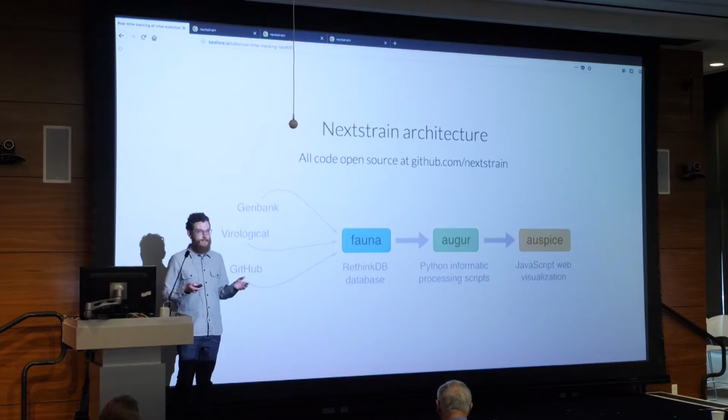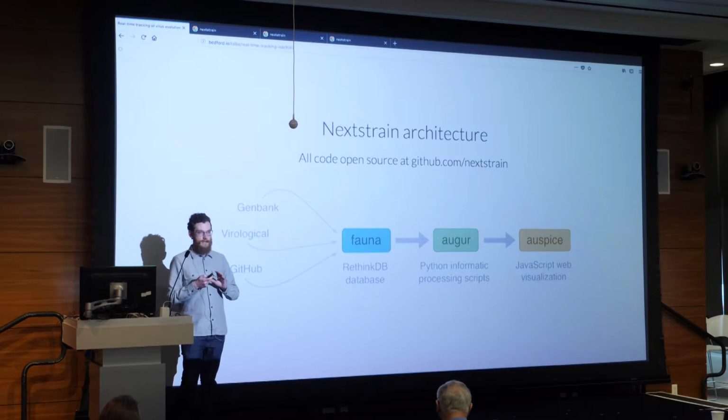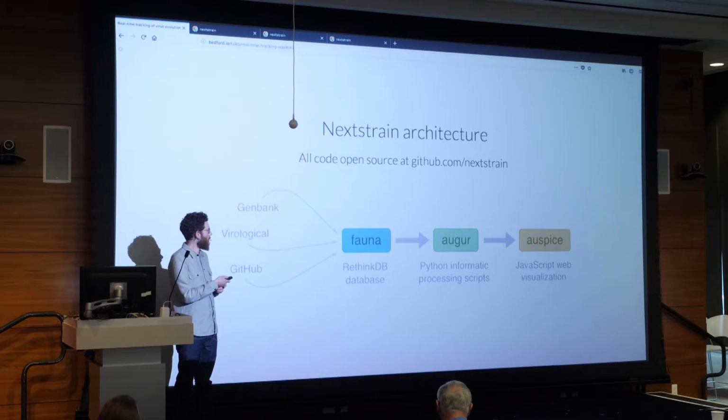So generally the architecture is set up... Oh, I should say first off that all the code is open source. It's all up on GitHub. Everything is there. You're free to use and download. We're trying to do this all in an open fashion as much as possible. So basically, there are 3 components.